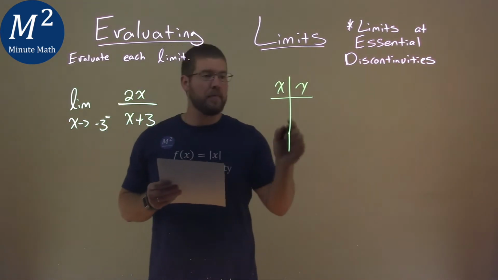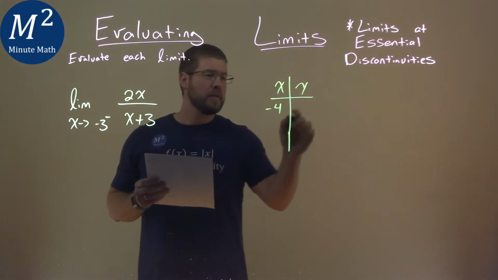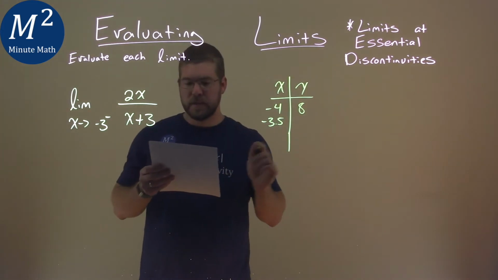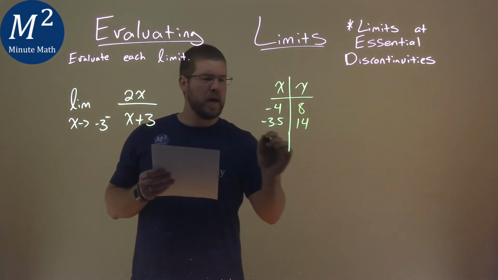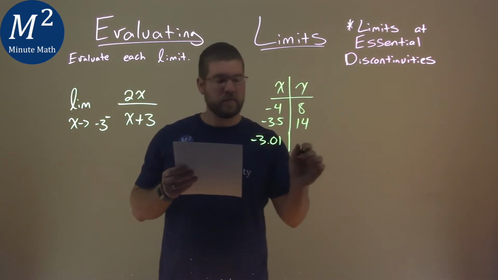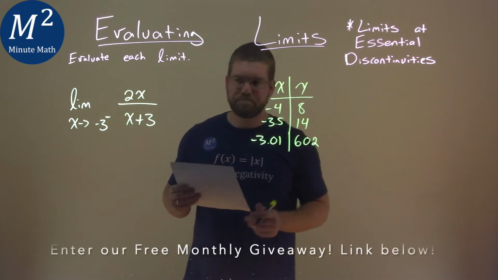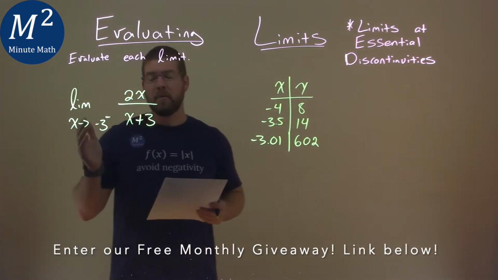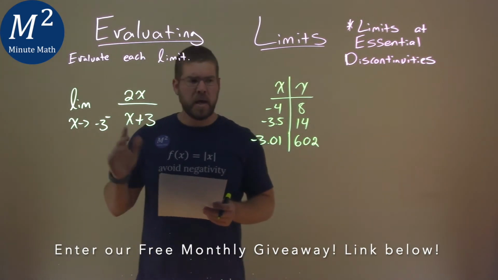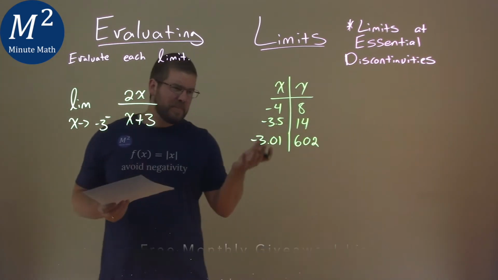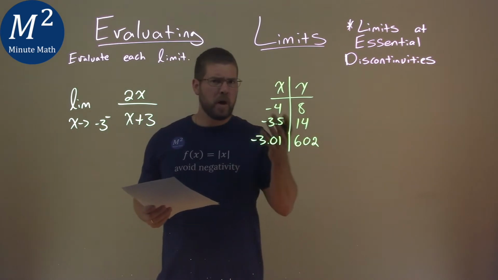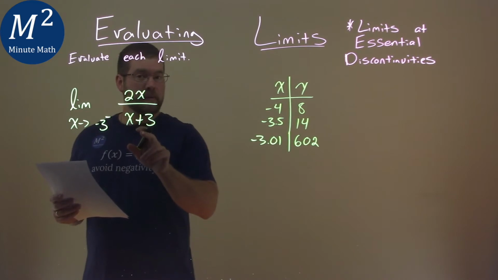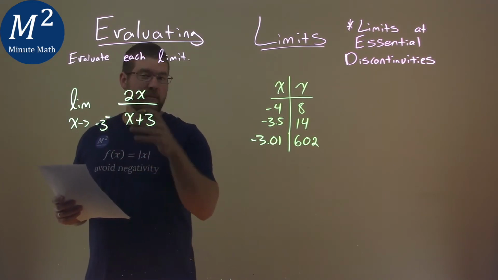If we put negative 4 in, we would get an 8. If we put negative 3.5 in for x, we get a 14. And negative 3.01 in for x, we get 602. Those are pretty large values as we get closer and closer to negative 3, approaching from the left-hand side. And we can see that this limit is probably approaching infinity. But why? Well, we're dividing by what's approaching 0, right? As negative 3 goes in for x, we're dividing by 0.